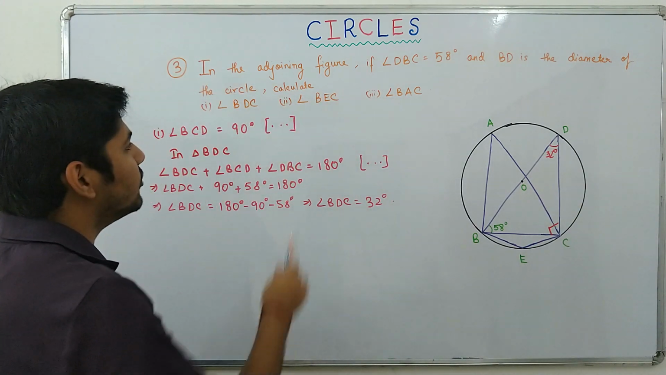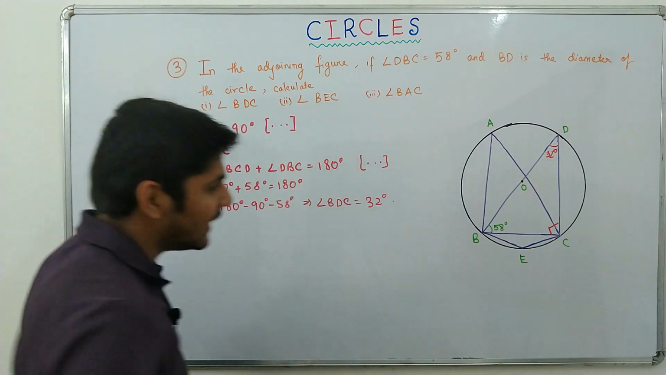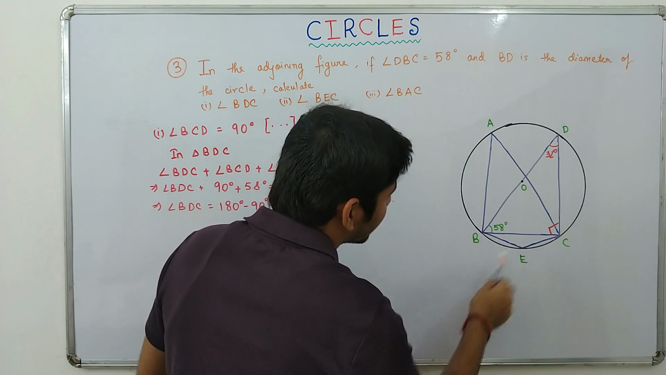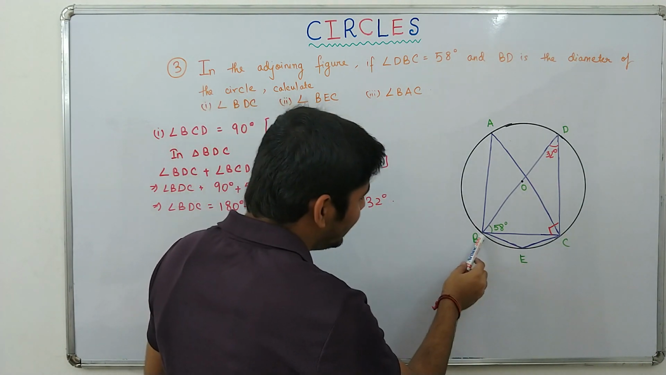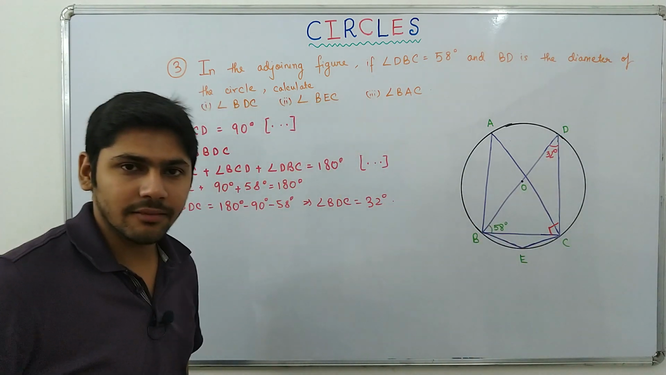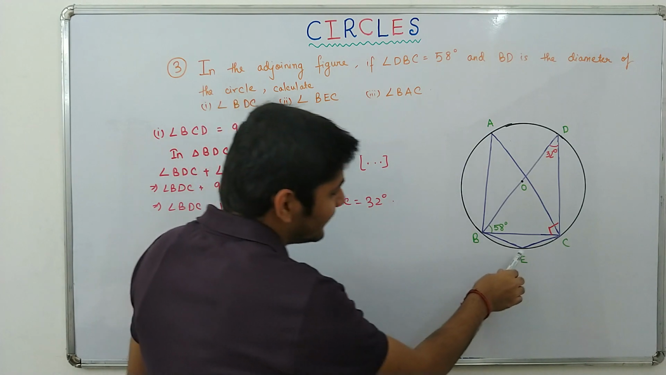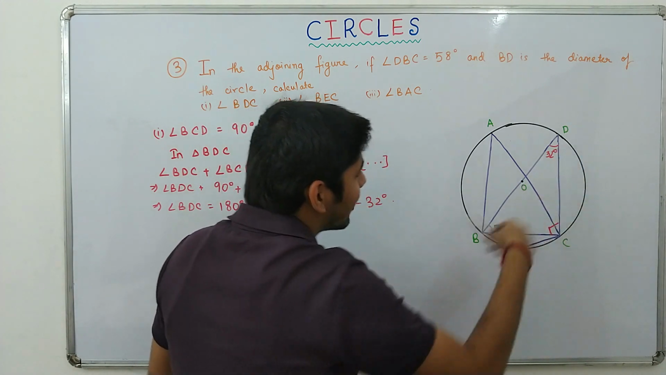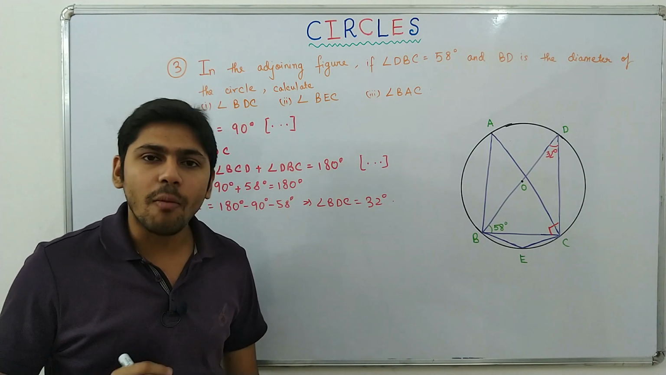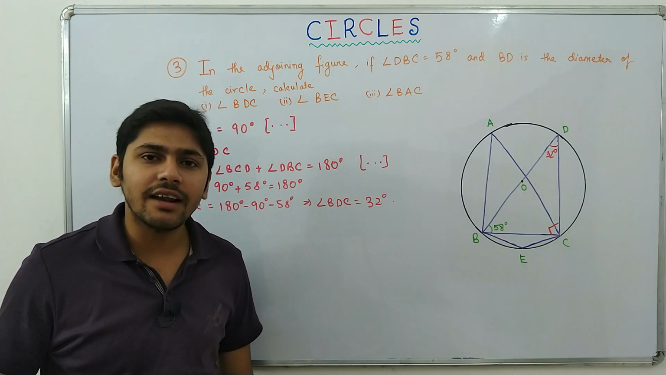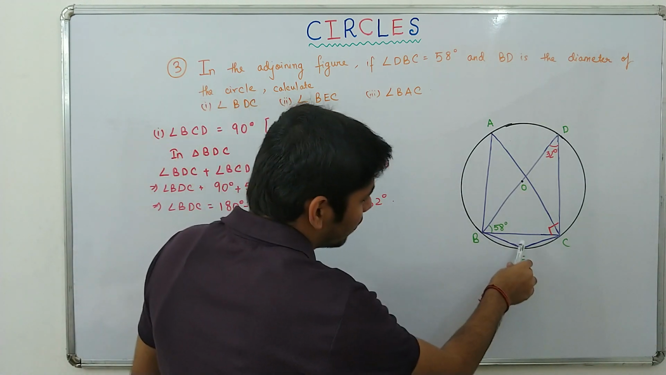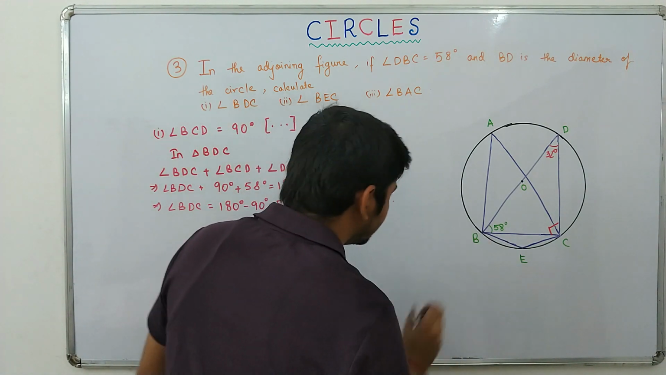In the second one we have to calculate angle BEC. What's that? That is angle BEC, the angle over here. Now we can see that BECD is a cyclic quadrilateral and angle E and angle D are opposite angles of a cyclic quadrilateral, and we know that opposite angles of a cyclic quadrilateral are supplementary. So using this we can easily find this angle over here, that is angle BEC.